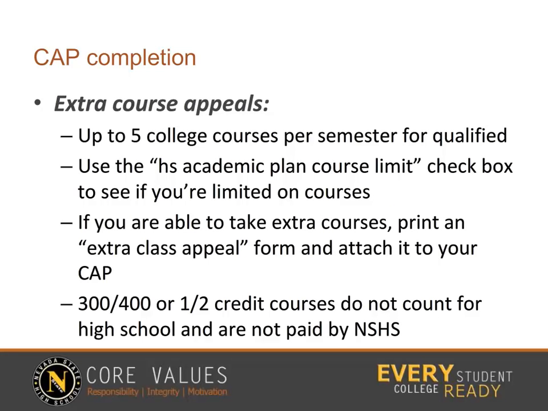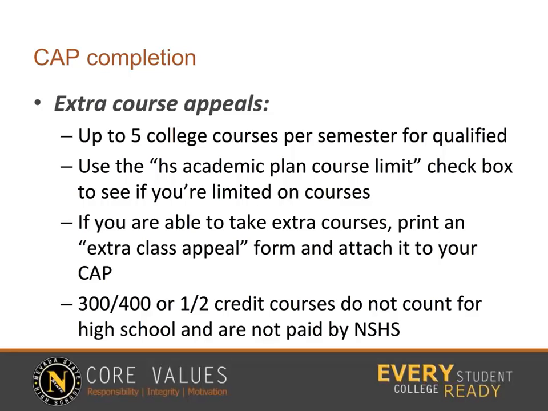This slide discusses the extra course appeal. First, use the high school academic plan course questions on the CAP form to determine if you're even eligible to be looking at this appeal. If you go through these questions and mark yes for any of them, you are limited to only taking 3 college classes this upcoming semester. If you go through this list, however, and mark no for all questions, and you already are maxed out with 5 college courses, you can look at appealing to take a 6th class.